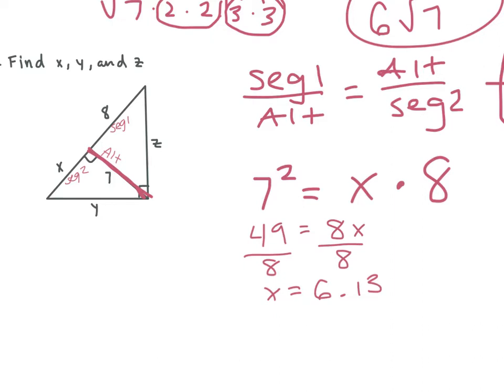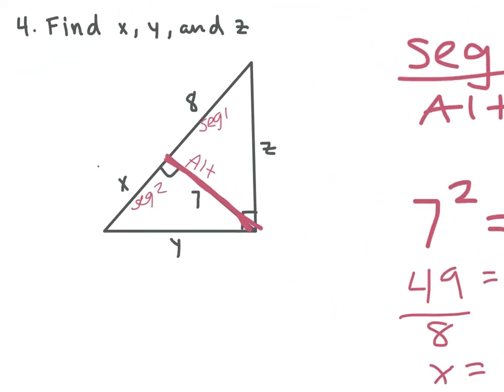Can you just use a fraction? It'll be easier to use a decimal, but also on the quiz, just look and see what the answers are left in. If it's a fraction, then you can just leave it as a fraction. Okay, so we found x, which is 6.13.